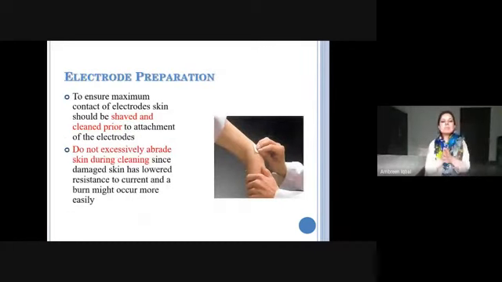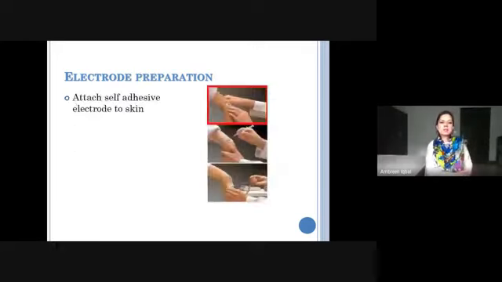The next is electrode preparation. To ensure maximum contact of the electrodes with the skin, the skin must be shaved and cleaned prior to the attachment of the electrodes. When you shave the skin, don't excessively abrade the skin during the cleansing, since damaged skin has lowered resistance to the current, and a burn might occur easily. Then attach the self-adhesive electrodes to the skin.